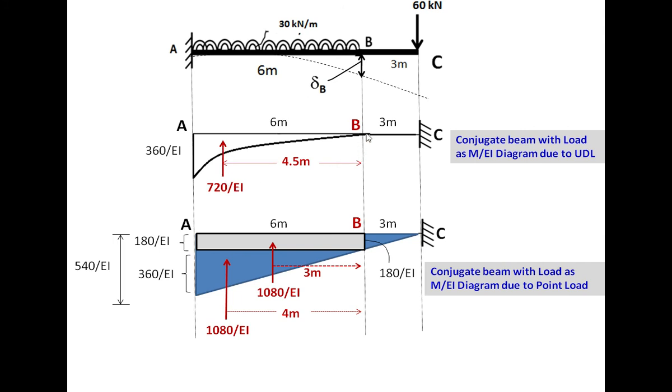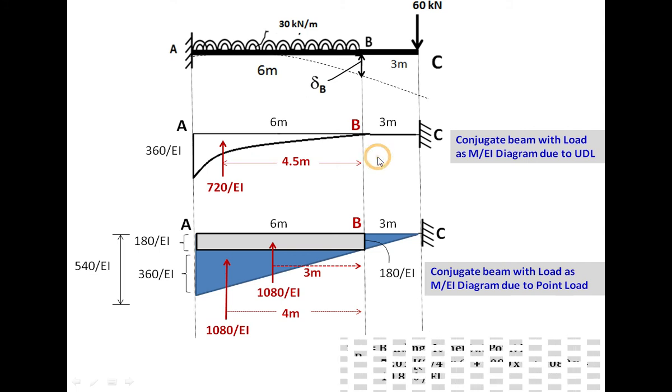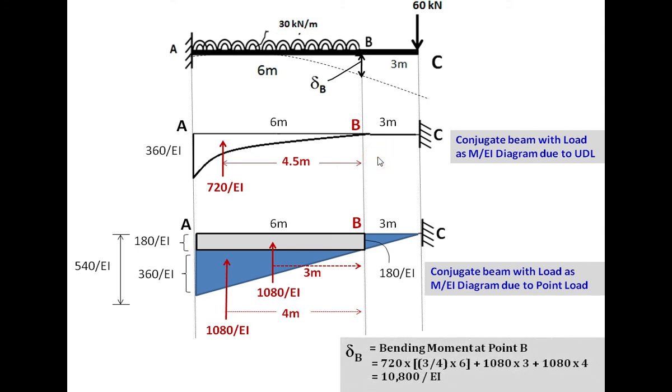So since we want to find delta B, we have to find bending moment at this point and not at C. So bending moment at this point is going to be 720 by EI into 4.5, and the bending moment at B due to this triangle has to be modified a little bit. Since we want to find bending moment at B and this ordinate is 180, we have to consider only this much trapezoid.